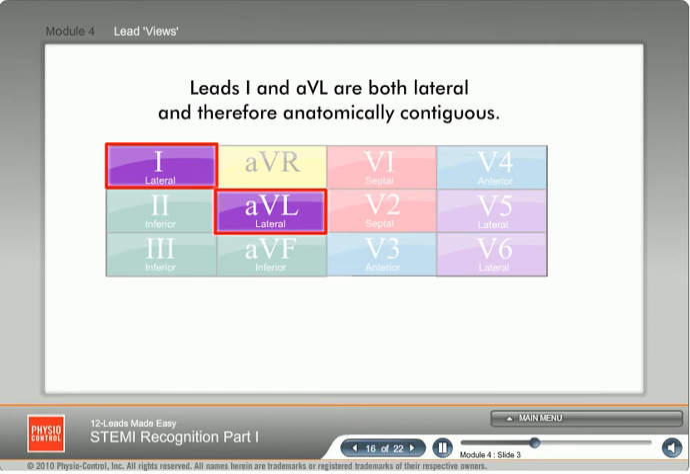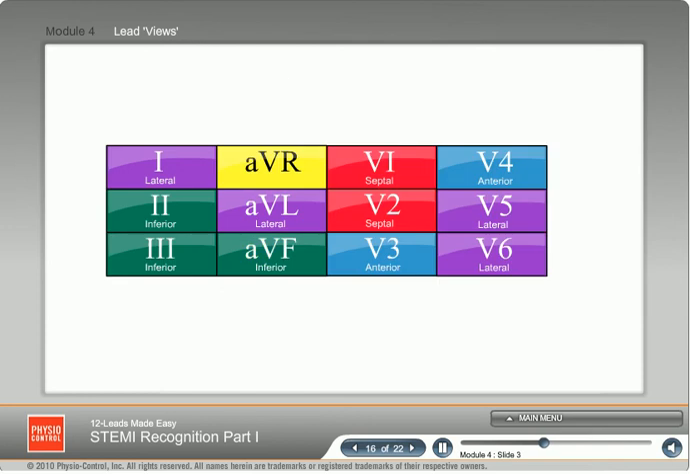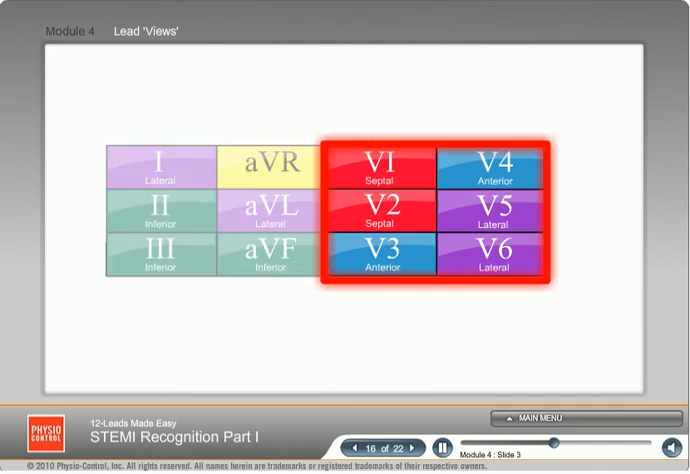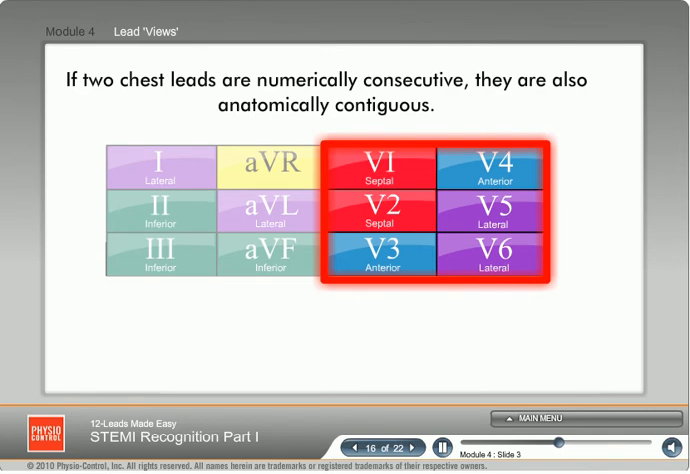However, there are situations where leads of differing anatomic groups may still be contiguous. So let's look at how to recognize that situation. Please note that what we are about to discuss only occurs in the chest leads, that is, V1 through V6. If two chest leads are numerically consecutive, they are also contiguous. Take a look at this.